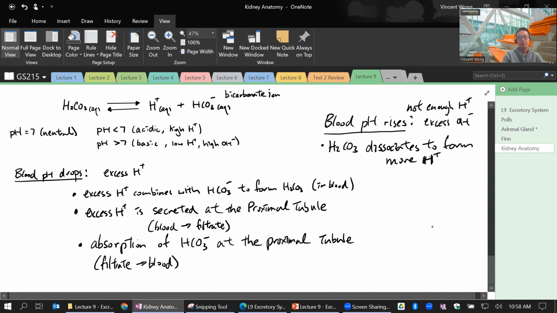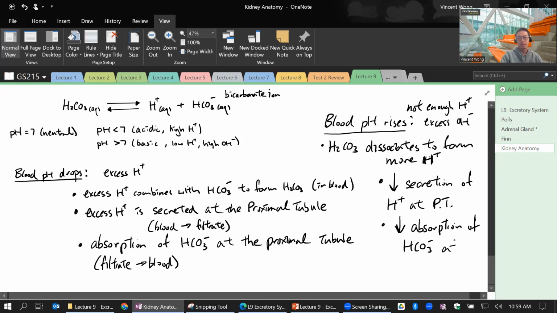And now, because we don't have enough H+, you don't want to be secreting. So you would lower secretion of H+ at the proximal tubule. You also don't need to have as many bicarbonate, so you would lower absorption of HCO3- at the proximal tubule as well.